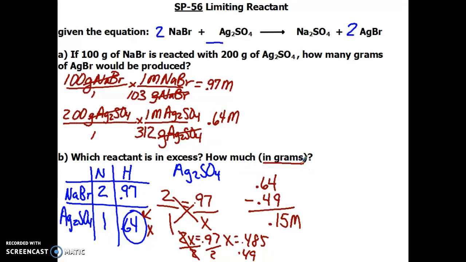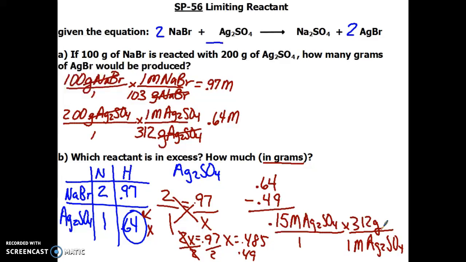So we actually have to do the opposite of what we just did in question A. In question A, we went from grams to moles. Now we're going to go from moles back to grams. So this is 0.15 moles of Ag2SO4. We're going to put it over 1. On the bottom, we're going to go 1 mole of Ag2SO4. And on top, we already know the molar mass is 312 grams. So basically what we have is 0.15 times 312.